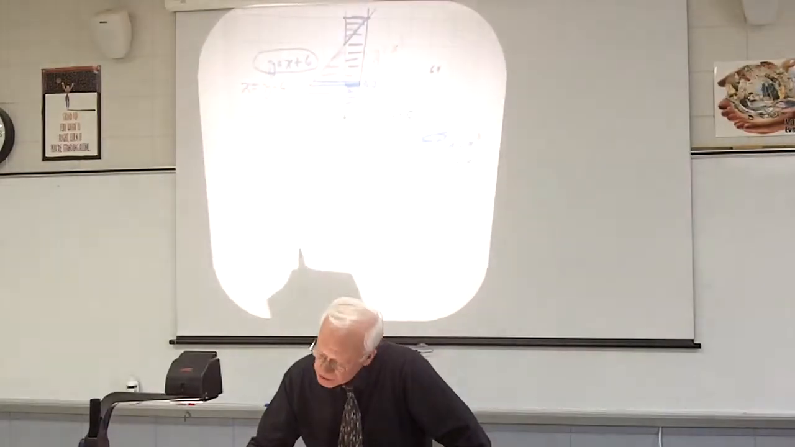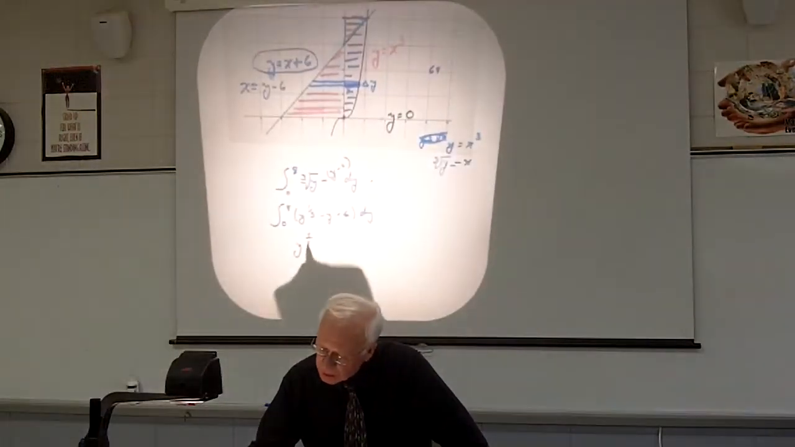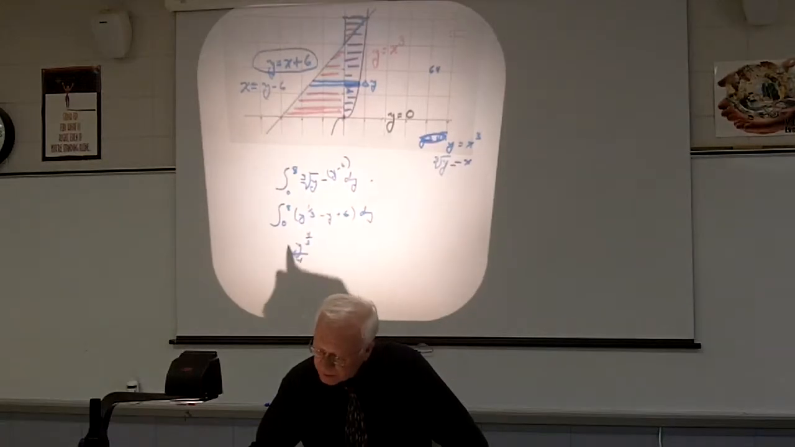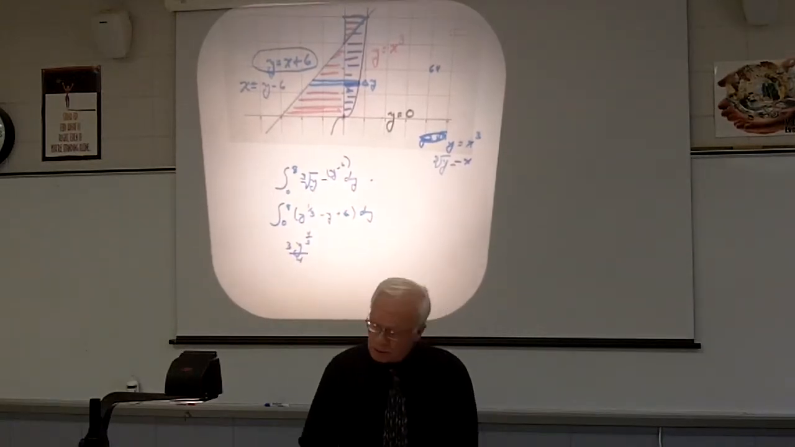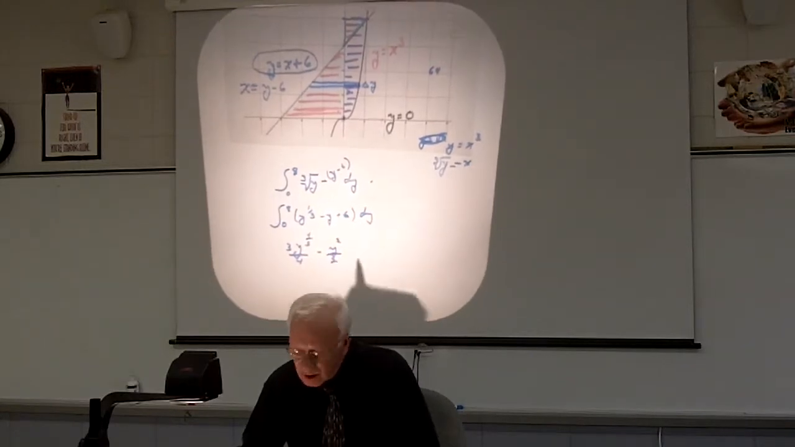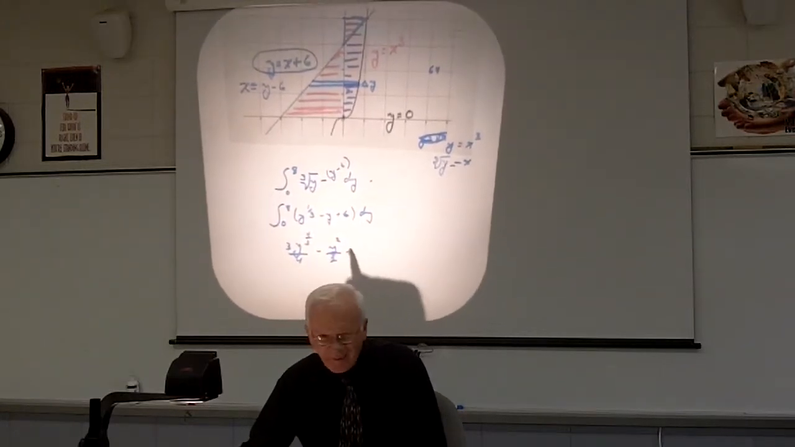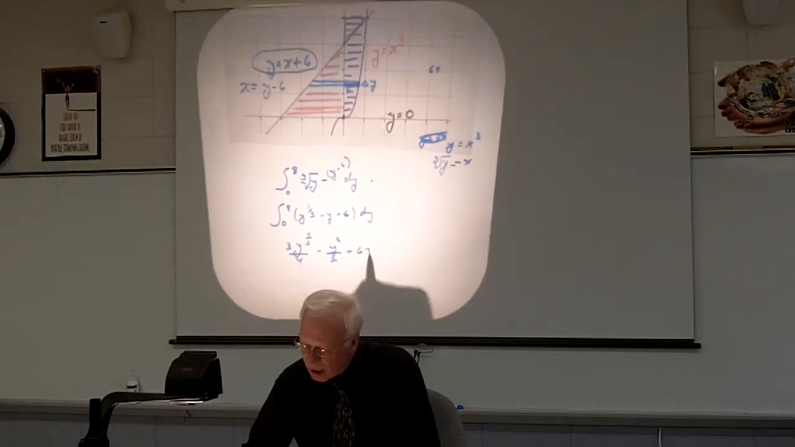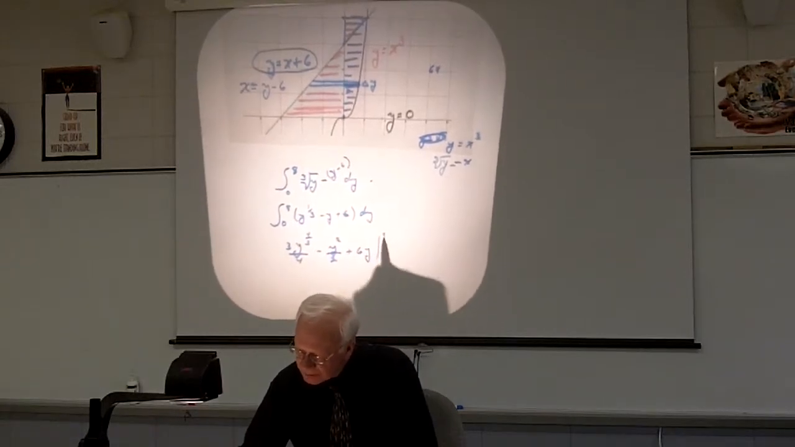What's the antiderivative of this? Y to the... Very good. All over. Very good. Okay? Right? Simple. Thank you, DeVries. Especially when I'm doing it. Y to the 4/3 over 4/3, minus y squared over 2, and this is going to be plus 6y. And this is going to be from 0 to 8.